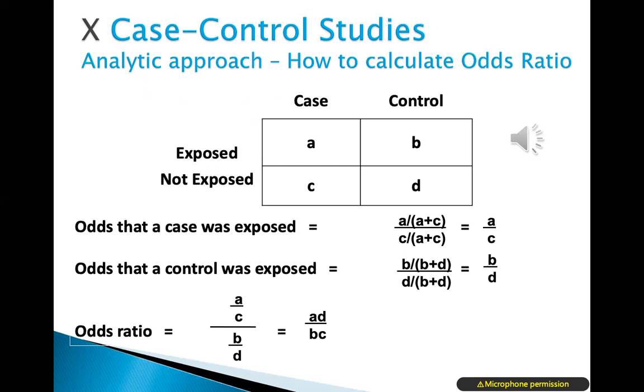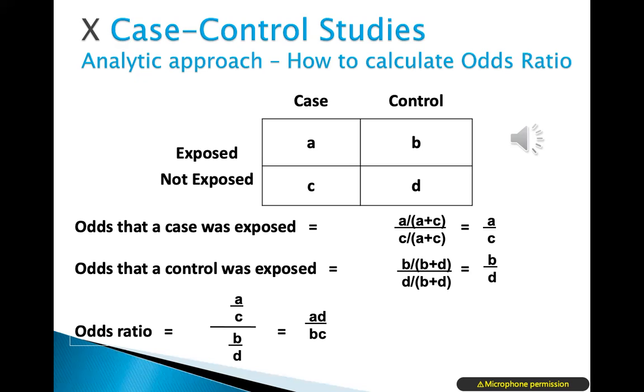So every time you create a 2x2 table, the upper left will be those with the exposure to the risk factor and those with the disease. Because if you get that wrong, then you won't set up your table right. So we again have A, B, C, D. And what we do this time is we cross multiply. We multiply A divided by A plus C and divide it by B over B plus D. Well, you can see it there.